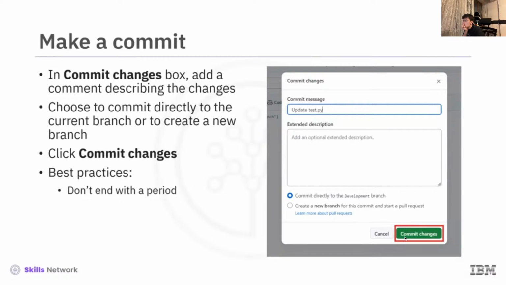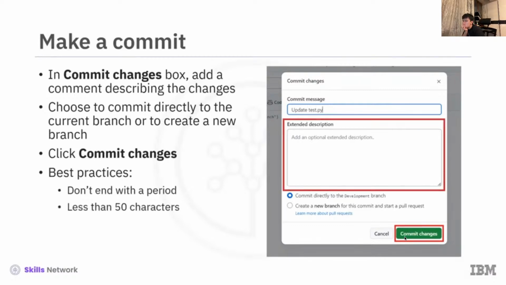Some best practices while writing a comment: Don't end the comment message with a period. Keep commit messages under 50 characters. Use the extended window for the details. Always write in an active voice.